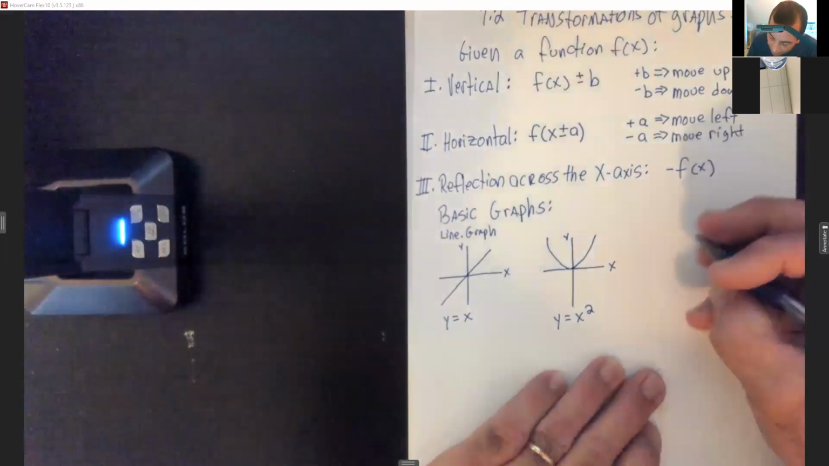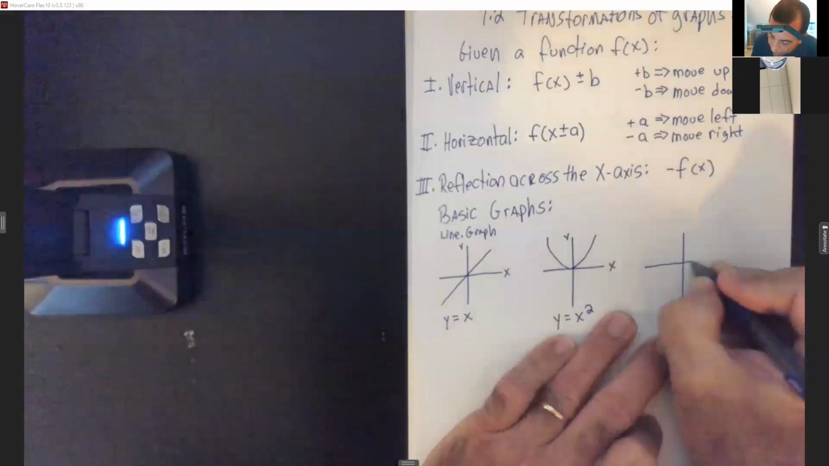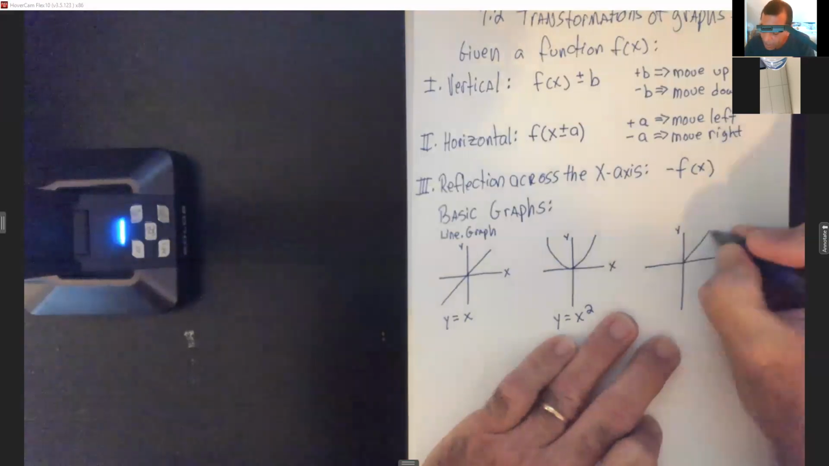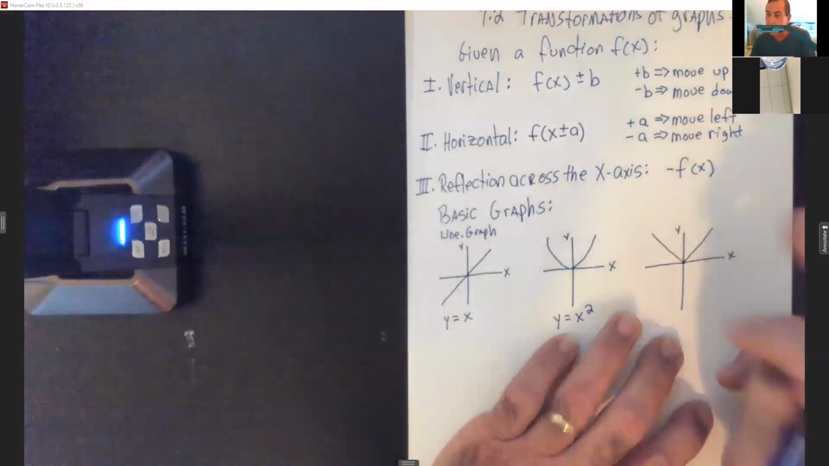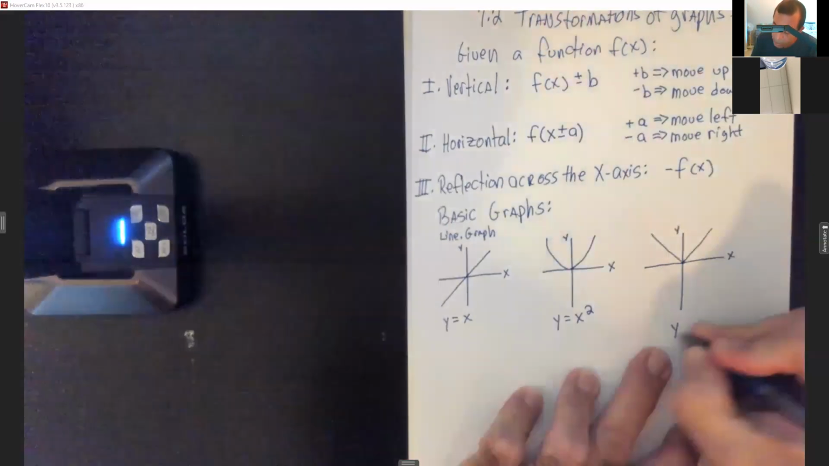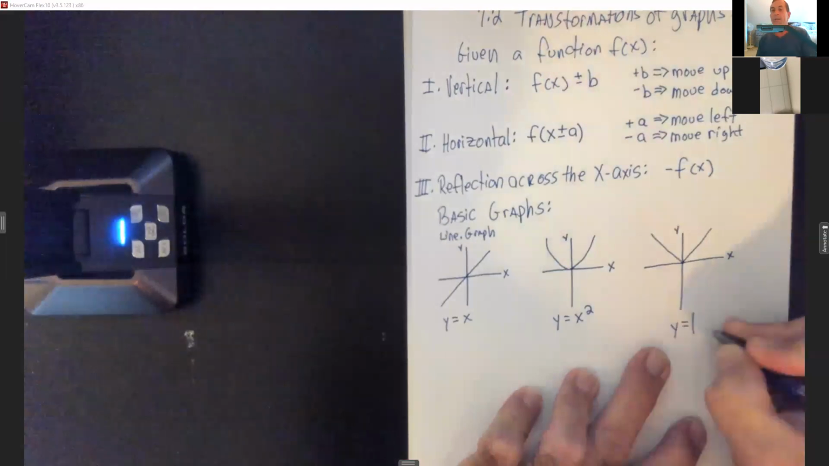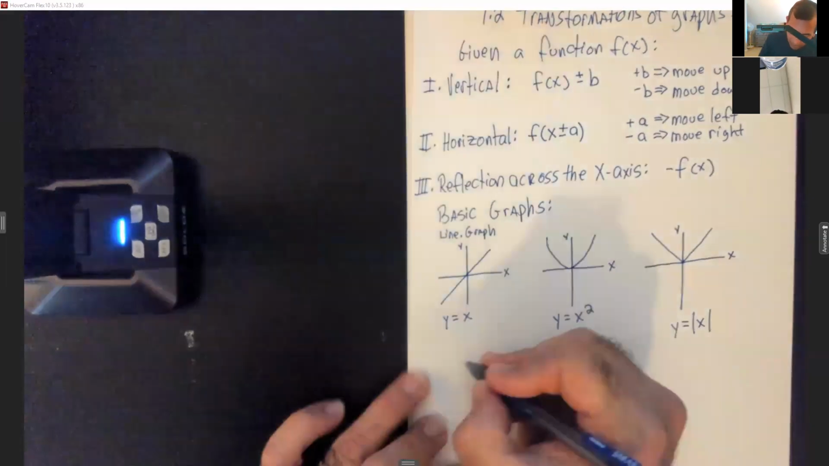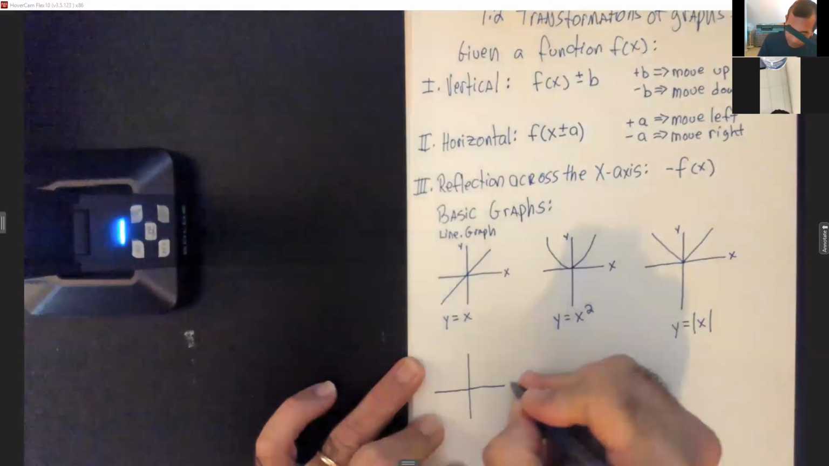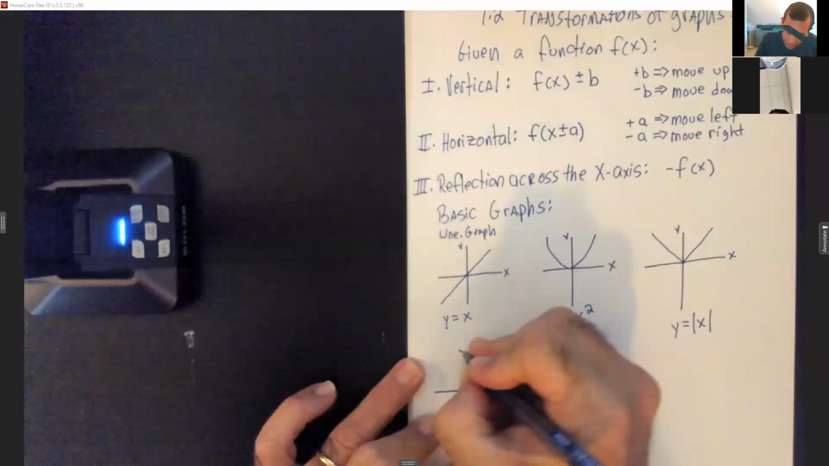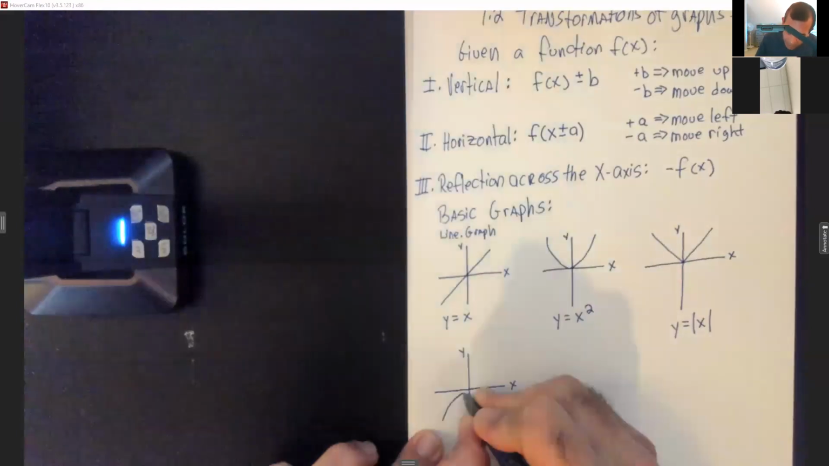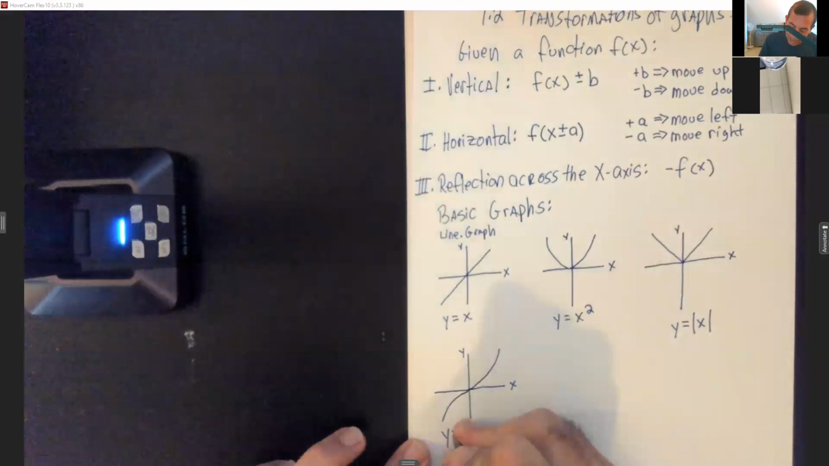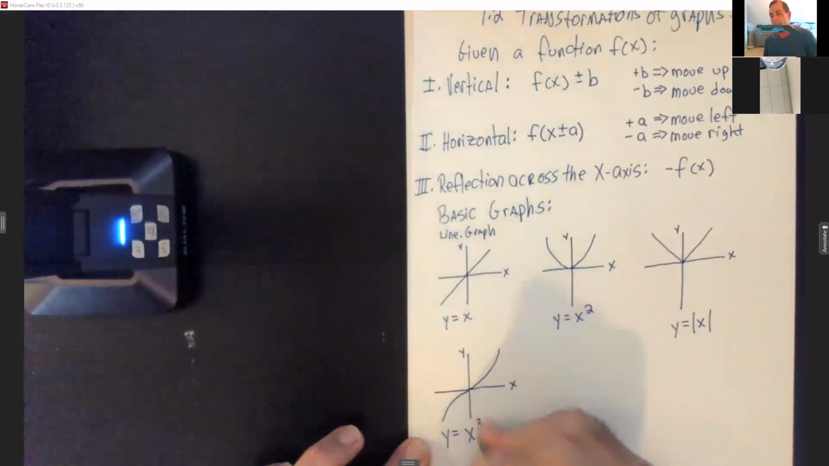All right, next graph. Y'all graphed some of these in the last section. These are absolute value graphs. Now they make a sharp V instead of a curvy parabola, okay? And this would be y equals the absolute value of x. All right, next basic graph. It comes uphill left and then sort of goes uphill to the right, but they slightly curve. This would be y equals x to the third. This is the cubic graph.